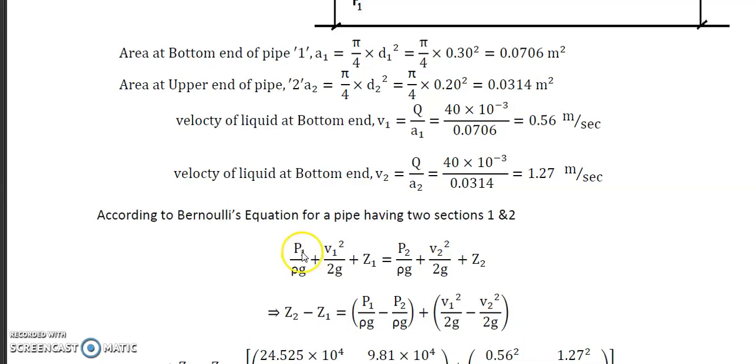So here pressure is known, velocity is known, only the unknowns are Z1 and Z2. So bring it to one side, that is Z2 minus Z1 is equal to P1 by rho g minus P2 by rho g plus V1 square by 2g minus V2 square by 2g.